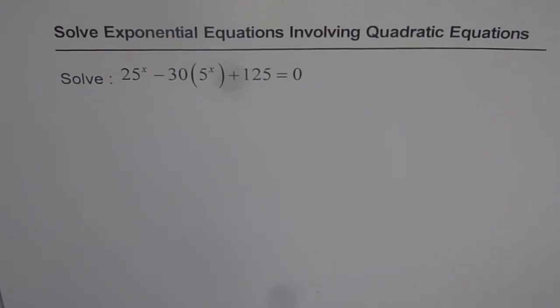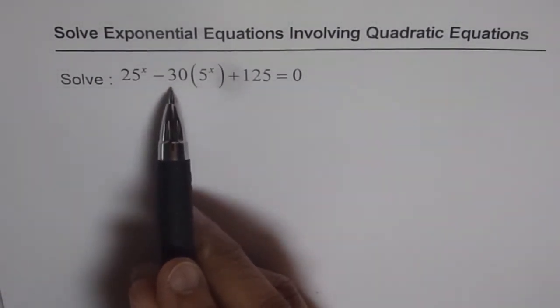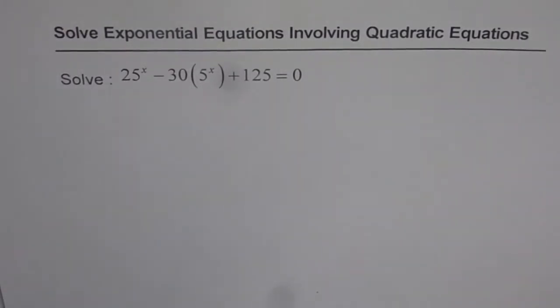Solve exponential equations involving quadratic equations. Here is an interesting one which says solve 25 to the power of x minus 30 times 5 to the power of x plus 125 equals 0. Well, we can write this equation in quadratic form. See how we do it.